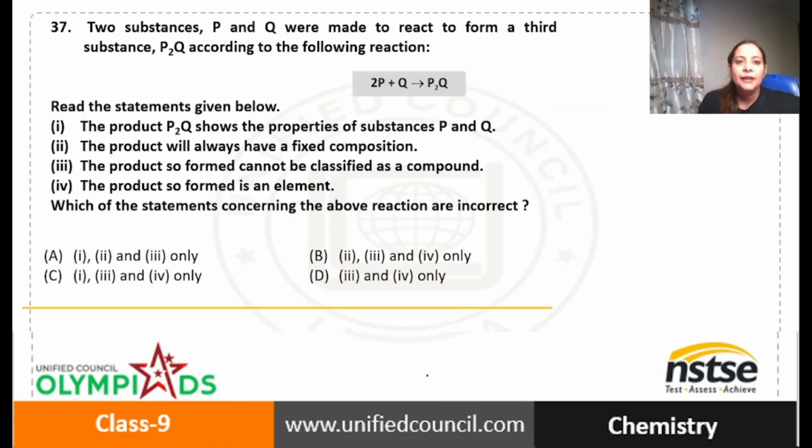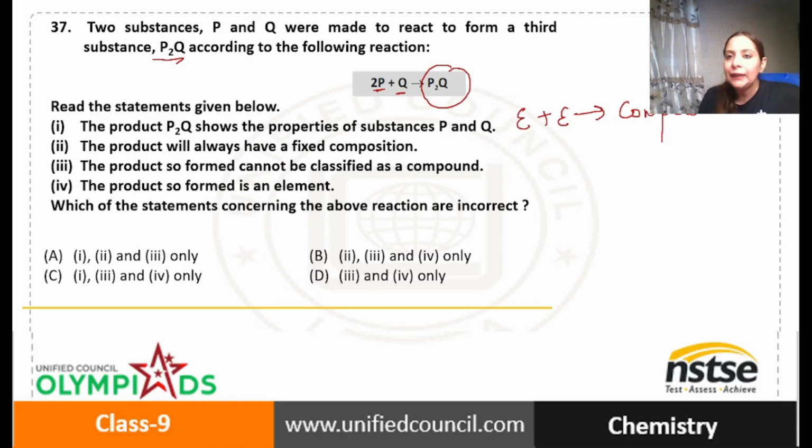Next question. Two substances P and Q were made to react to form a third substance P2Q. You can see here that you have two substances P and Q. They are reacting and you get P2Q. Now we need to read the statements given below. Here we have P plus Q. So what is reacting? Two elements are reacting and they are forming a compound.